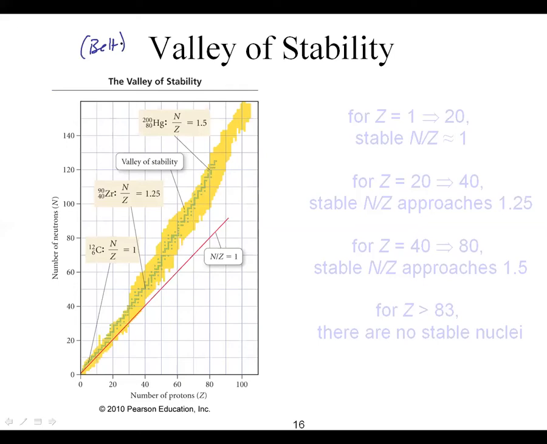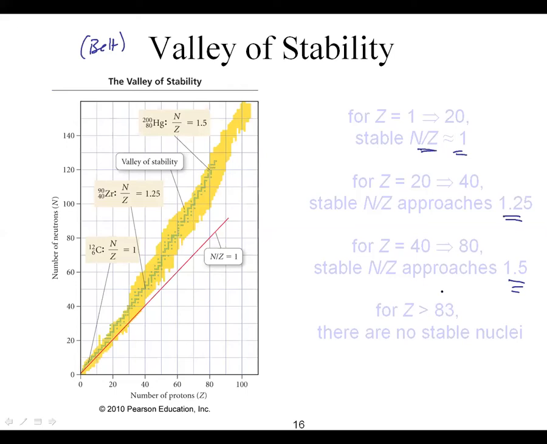So for guys that have an atomic number of 1 to 20, a stable ratio is 1. When you go from about 20 to 40, the stable ratio is 1.25. 40 to 80, the stable ratio is 1.5. And then pretty much anybody above like 83, 84, there's really no stable guys, so you're not going to have a good ratio.